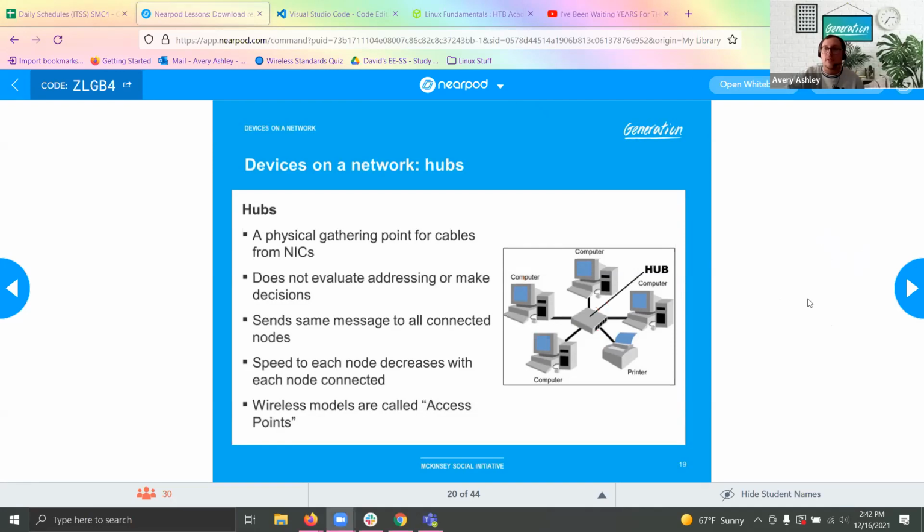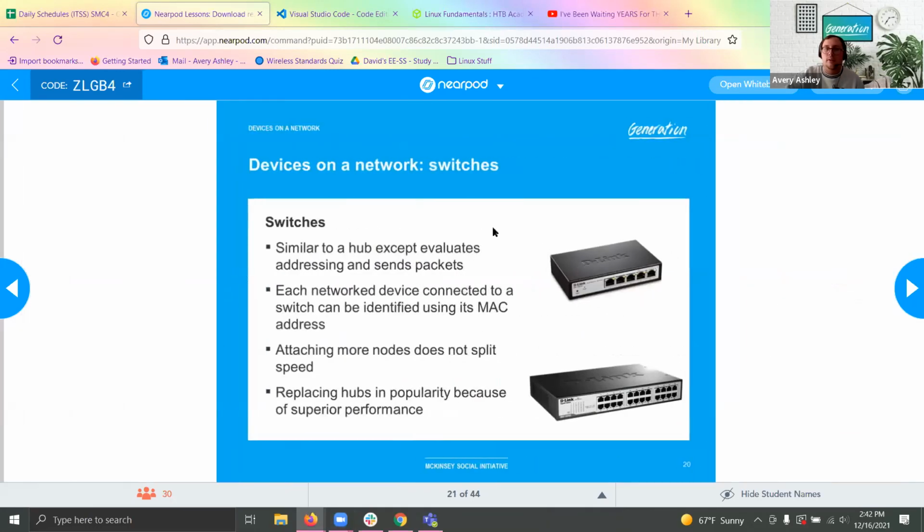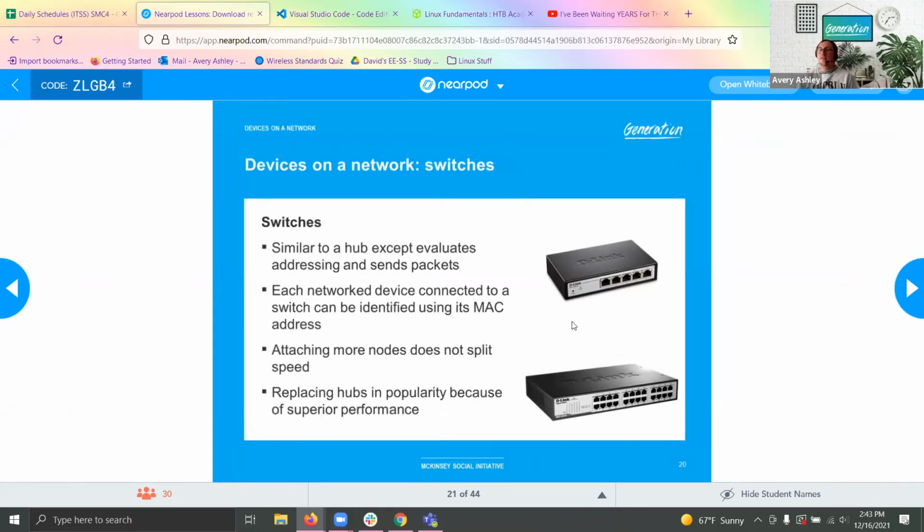it is much better to use a switch. It is significantly smarter. It's similar to a hub, except it evaluates the addressing and will send the packets out to where they need to go. Each network device connected to a switch is identified by their MAC address.